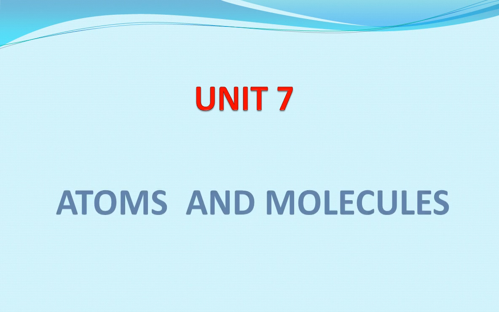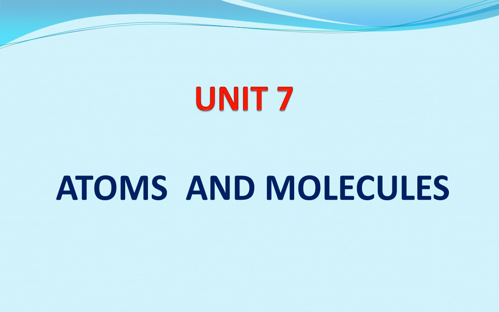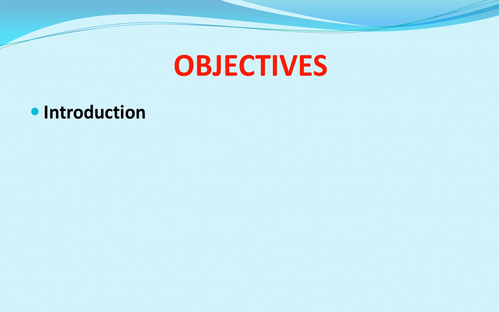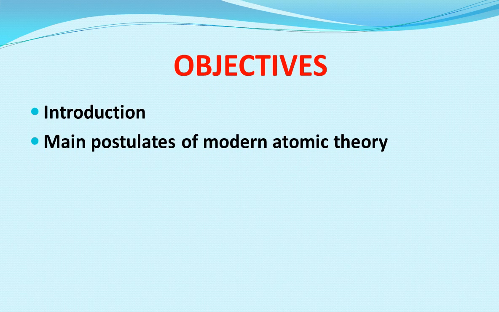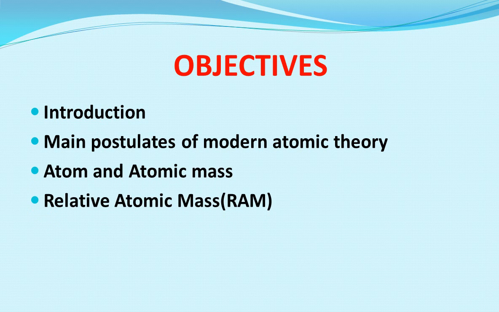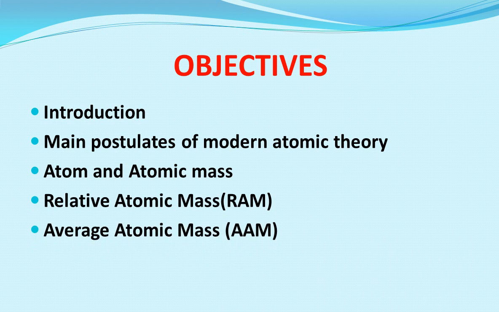Welcome students. Today we are going to see Unit 7 Atoms and Molecules. Objectives of this unit: Introduction, Main postulates of modern atomic theory, Atom and atomic mass, Relative atomic mass, and Average atomic mass. In this video, we are going to see the introduction part.